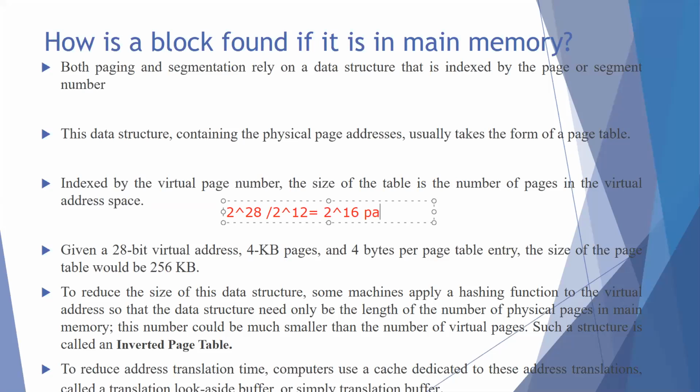Is it understood? It is very simple, basic mathematics. We have the total virtual memory size, we have one page size, we divide the two, and we get the number of pages. So 2 to the power 16 are the number of pages in virtual memory. Now, obviously my page table will have 2 to the power 16 entries.